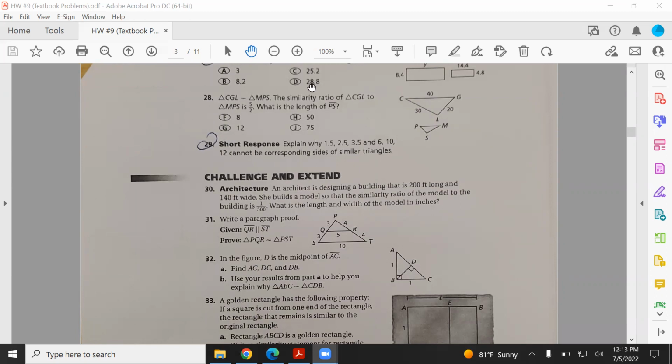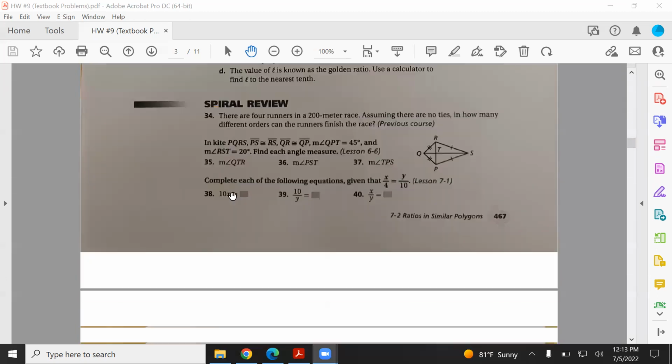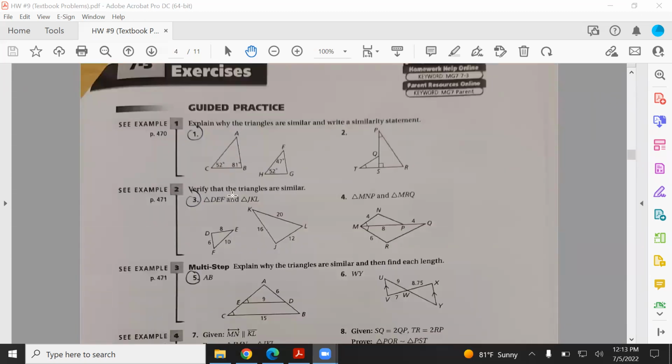Explain why they cannot be corresponding to the size of similar triangles. So 1.5 and 6 is 1 to 4. 2.5 and 10 is 1 to 4, but 3.5 and 12 is not. So there you go, I already answered that for you. Next set, explain why these are similar and write a similarity statement. So that's going to be 47, I think, and that's going to be 81. So there you go.